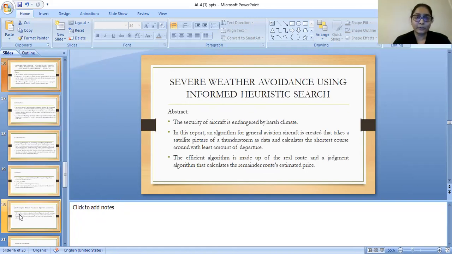Hello guys, my topic is severe weather avoidance using informed heuristic state search. The security of aircraft is endangered by harsh climate. In this report, an algorithm for general aviation aircraft is created that takes a satellite picture of the thunderstorm as data and calculates the shortest course around it with the least amount of departure. The efficient algorithm is made up of the real route and the judgment algorithm that calculates the remaining route's estimated price.